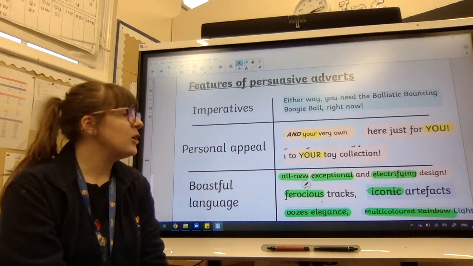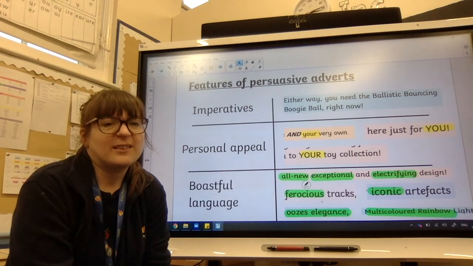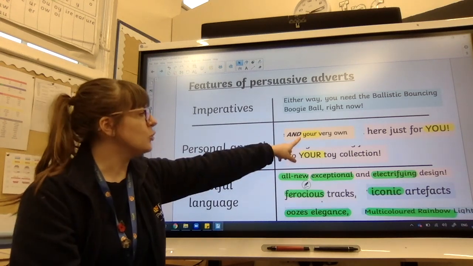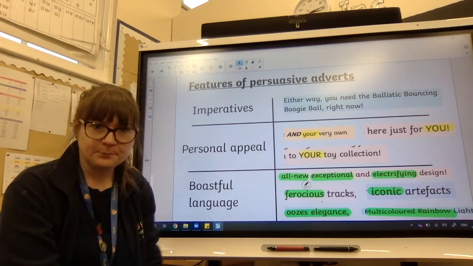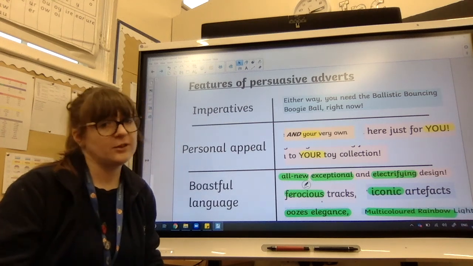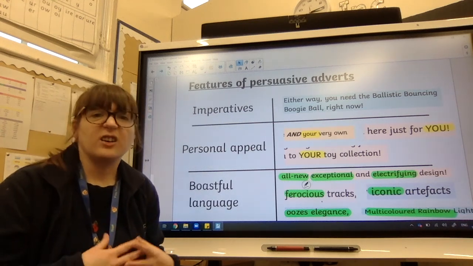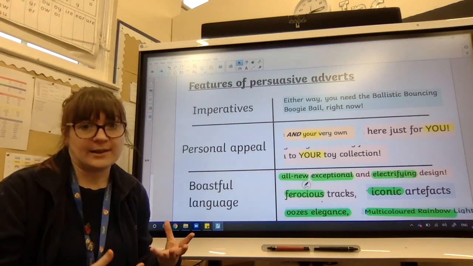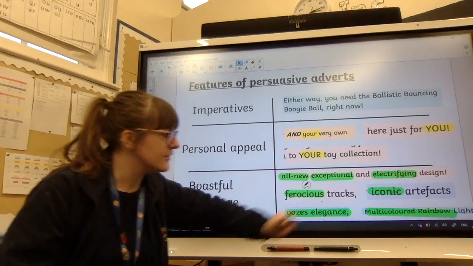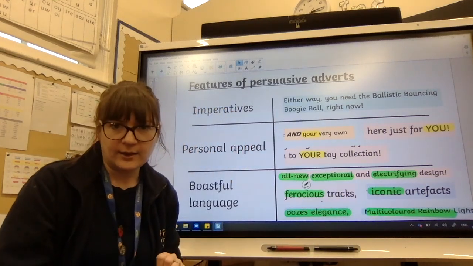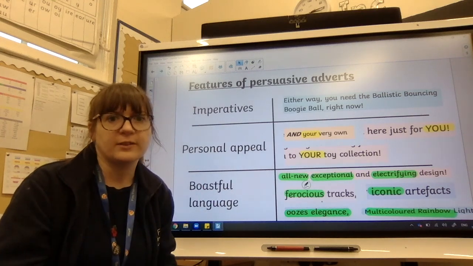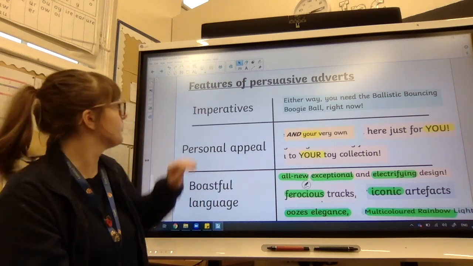This next one, personal appeal. That just means when you read it, it makes it sound like the person has written it for you. So they've used lots of yours and yous. Next one, boastful language. This just means adjectives that are describing things to make them sound amazing. So we've got all new, exceptional, electrifying, ferocious, oozes elegance, multicoloured rainbows, iconic. They're really imaginative adjectives that make you think this product is going to be amazing.